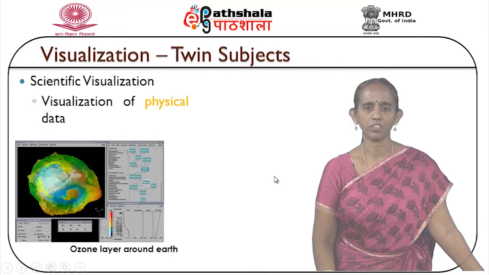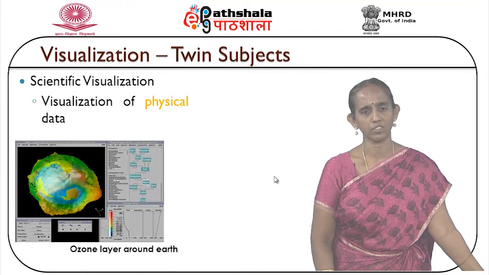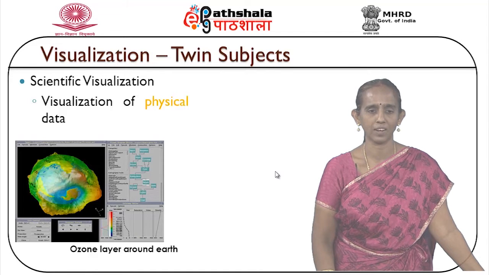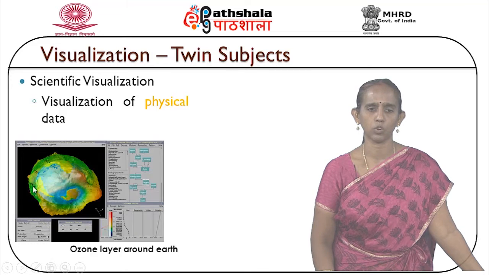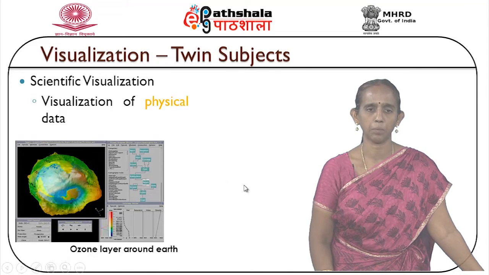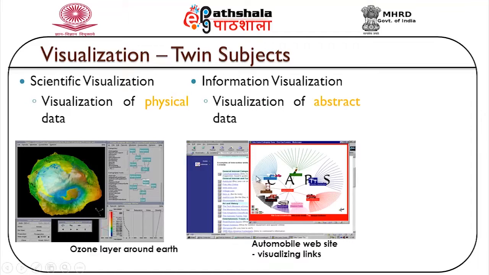If you look at visualization as such, it consists of two subjects. One is the scientific visualization, which is visualization of physical data. Here they have given an example. The ozone layer that is present around the earth can be visualized in this manner. The other kind of visualization is the information visualization, which is the visualization of abstract data. The example given here is the automobile website, visualizing the links that are available in the automobile website. So, these two are different flavors of visualization.